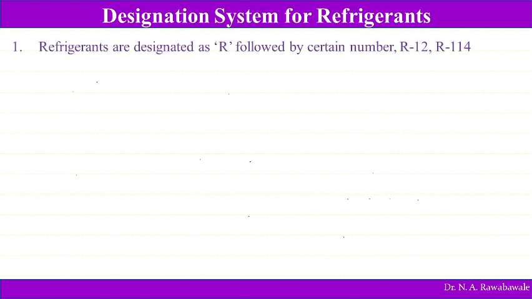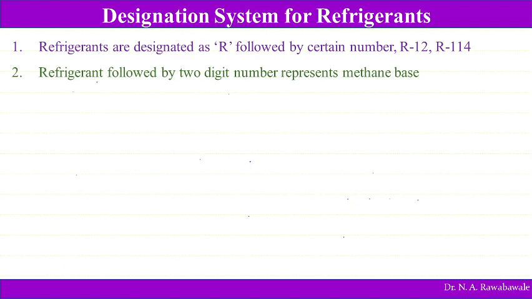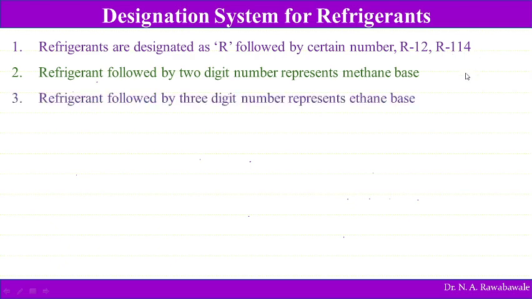What this R and number indicate, how these refrigerants are designated, that we will discuss. The refrigerants are designated as R followed by a certain number, for example R12 and R114. There may be R600, R500. What are these? A refrigerant followed by a 2-digit number represents methane base, so R12 is a methane base. If it is R114, a refrigerant followed by a 3-digit number, it represents ethane base. So R12 is methane base, R114 is ethane base.